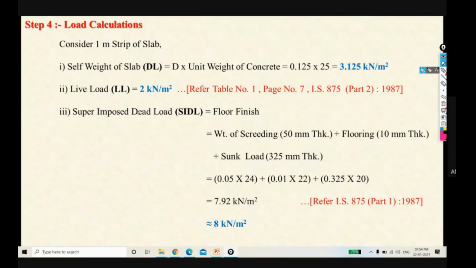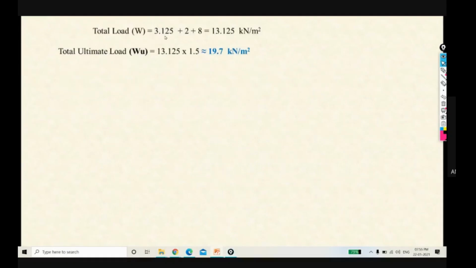Self weight 3.125, live load 2, and SIDL, means superimposed dead load, is 8 kilonewton per meter square. Now calculate the total load. 3.125 plus 2 plus 8, that is 13.125, and this load is a working load, so convert it to ultimate or factored or design load by multiplying by 1.5. So 13.125 into 1.5, that is 19.7 kilonewton per meter square.